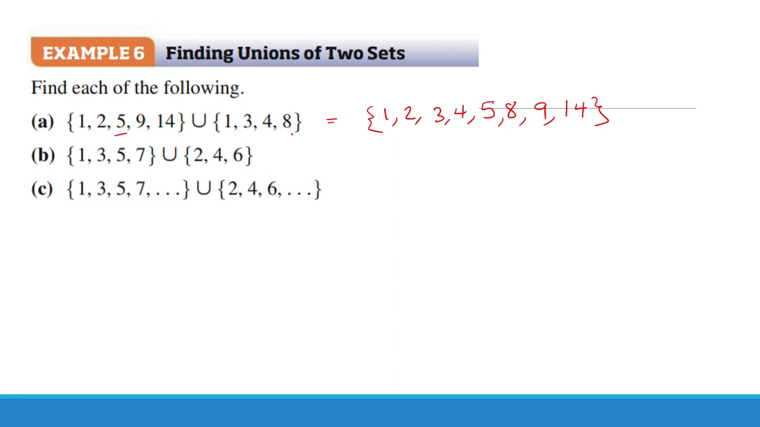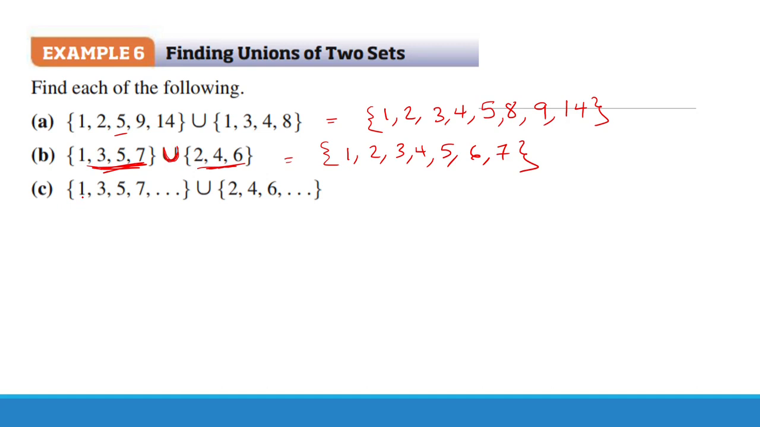In this case, we don't repeat ourselves. So we'll just write 1 once, 3 once, 4 once. And we'll list all of the elements for this set. In part B, again, we're just going to list all of the elements because for a union, you're in the first set or you're in the second set. So we'll just list them all. 1, 2, 3, 4, 5, 6, 7.